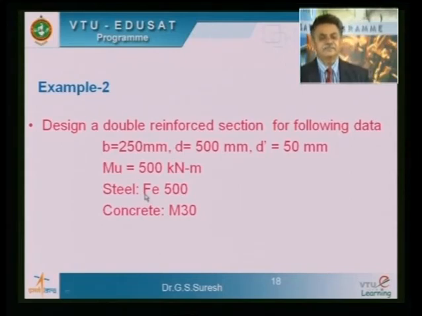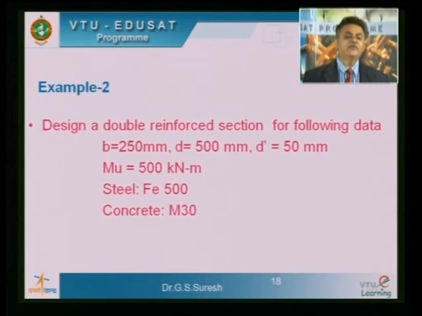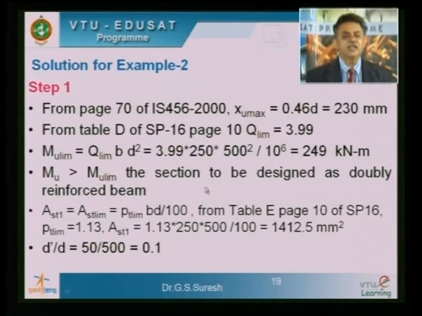Let us go to another example. In this, I require to design the section. I am given a moment of Mu and I am restricted with the depth to 500 mm as the effective depth, and the width of the section is 250 mm and the effective cover in the compression zone is 50 mm. I am using for a change a steel of Fe 500, and I am going to the grade of concrete M30. All these days I was using M20 and Fe 415, so I thought for a change let us change the grade of the steel and concrete.